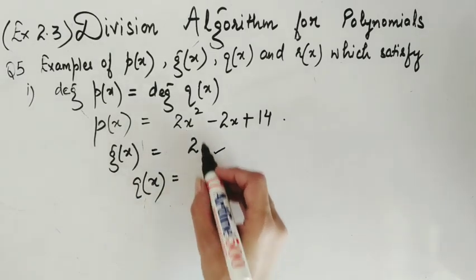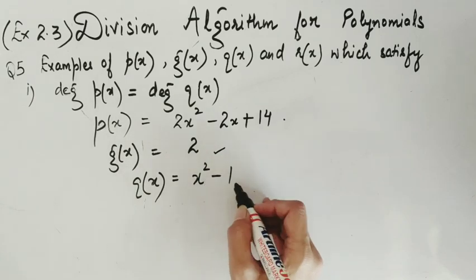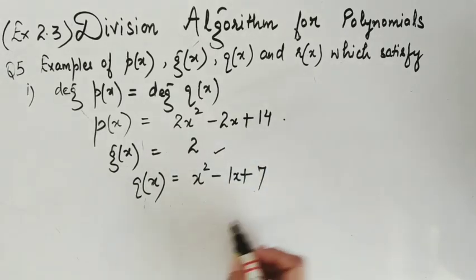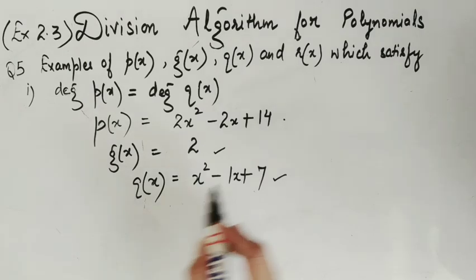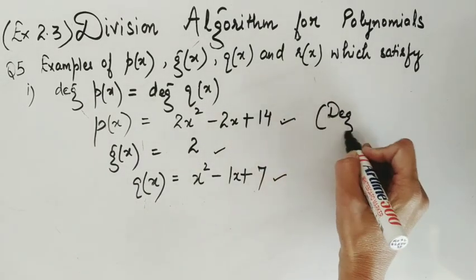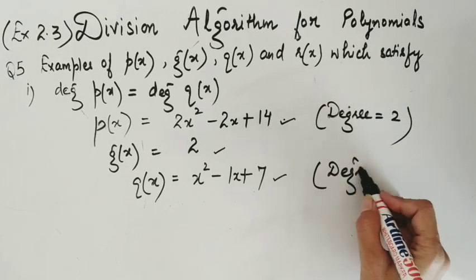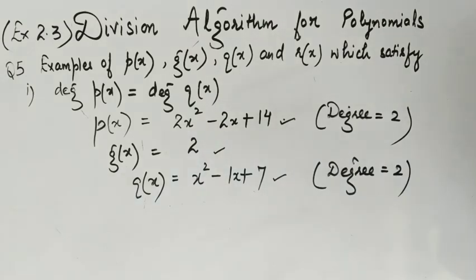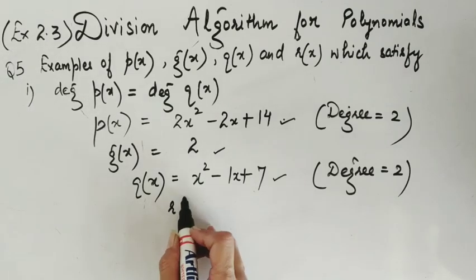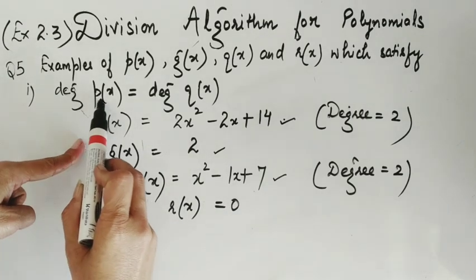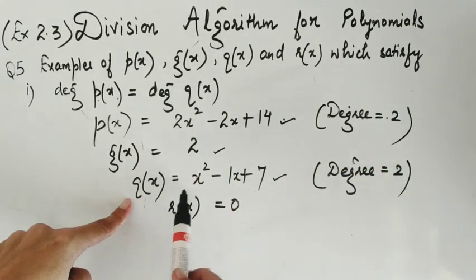Divide, when you check the terms, this would become x square, this is 1x, this is plus 7. Now qx, px, check the degree, degree is 2, this also has got degree 2. What else was required? That's it. And then what about remainder? Would it leave a remainder? No. But our focus was to simply see that degree of px, which is 2, and degree of qx is now same.